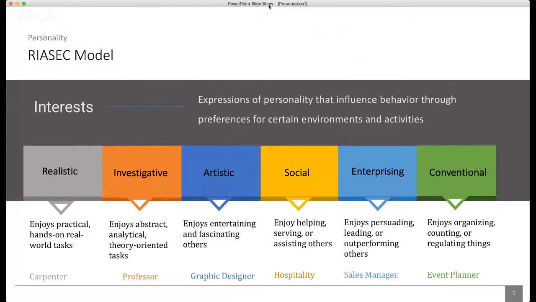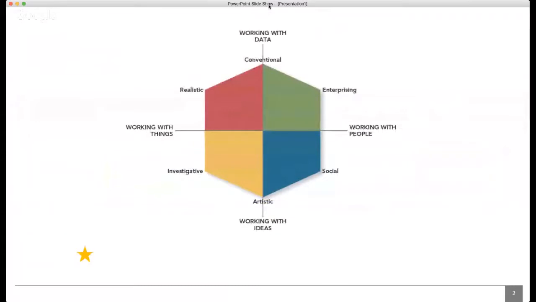So those are the 6 types of the RIASEC model, and this gives us a better understanding of how interests align with jobs. This graphic here comes straight from the textbook, and it sort of shows all of these jobs as they lay out on these 2 axes.